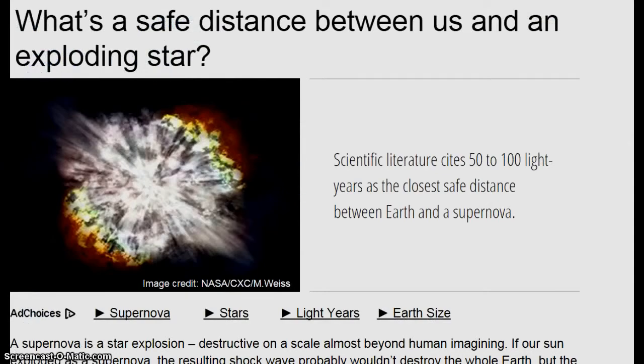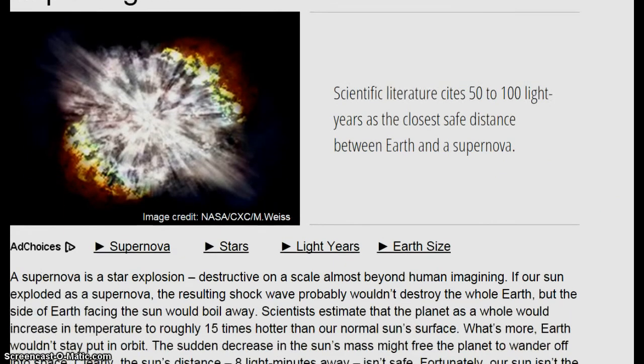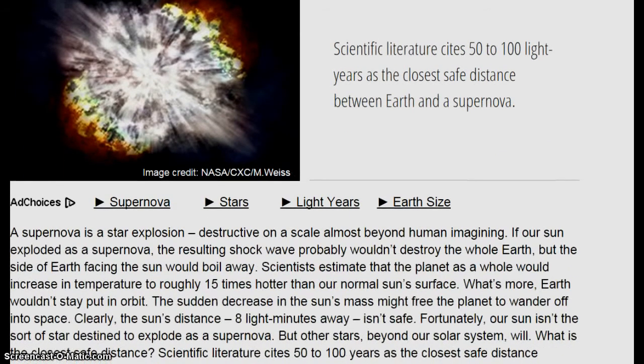The safe difference between us and an exploding star or supernova: the scientific literature cites 50 to 100 light years as the closest safe distance between Earth and a supernova. It goes on to describe why. A supernova is a star explosion, destructive on a scale beyond human imagination. If our sun exploded in a supernova, the resulting shock wave wouldn't destroy the whole Earth, but the side facing the sun would boil away.